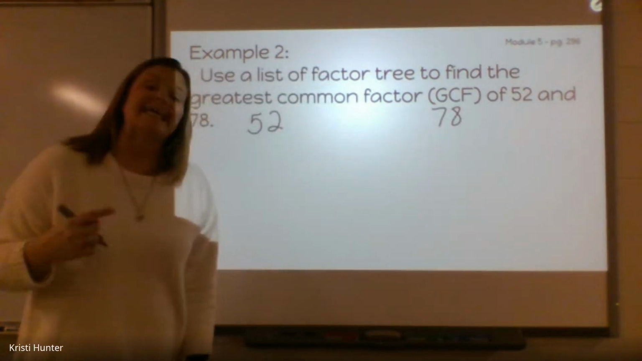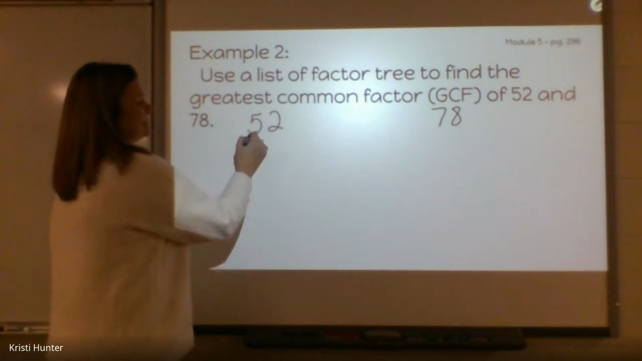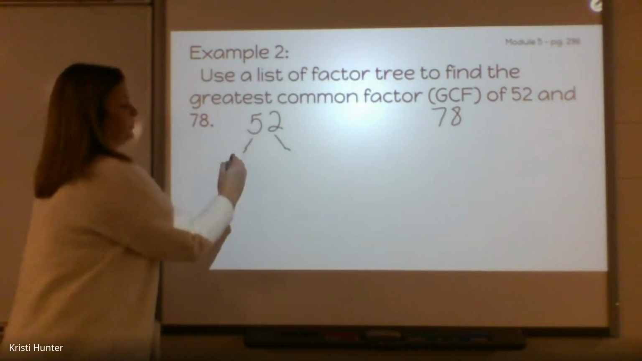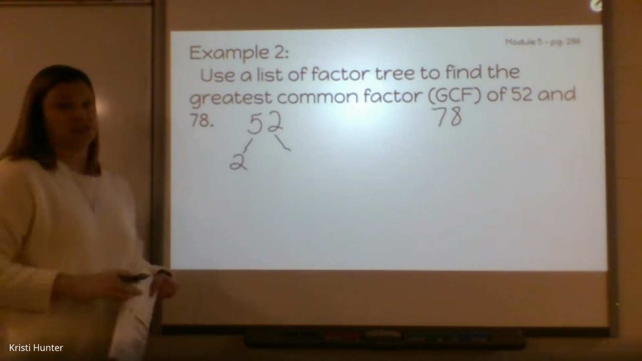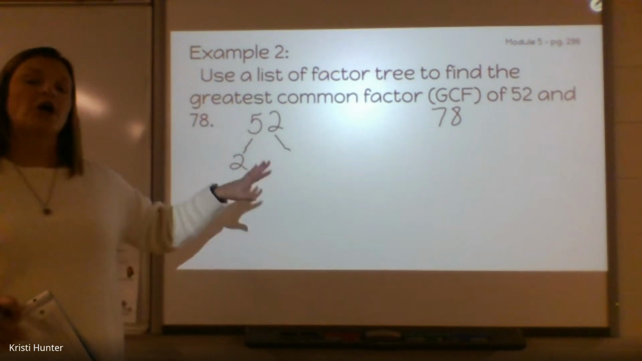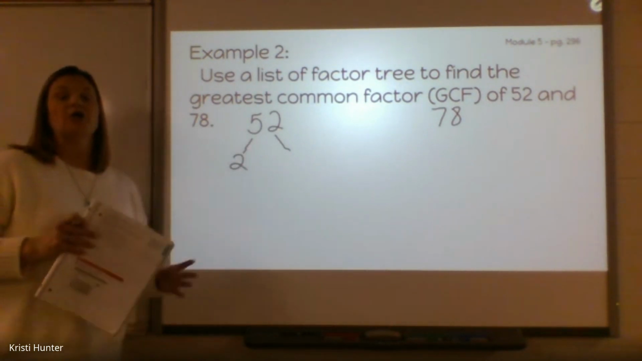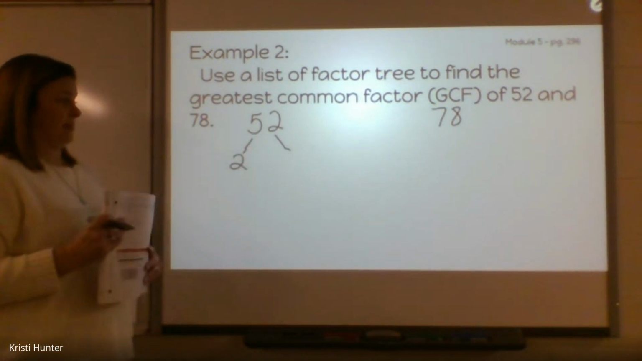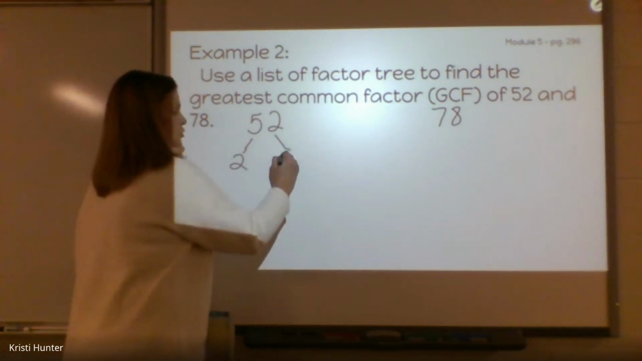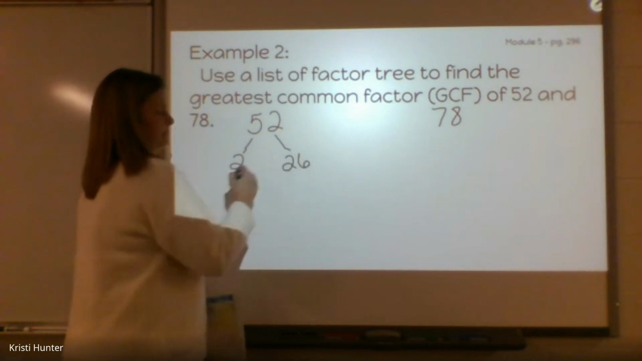So I'm not making a list, but I am instead breaking it apart. So 52. 2 will go into 52. Now, do I always have to start at 2? No. You may start with whatever number you realize will go in there. Okay? So 2 goes into 52 26 times.